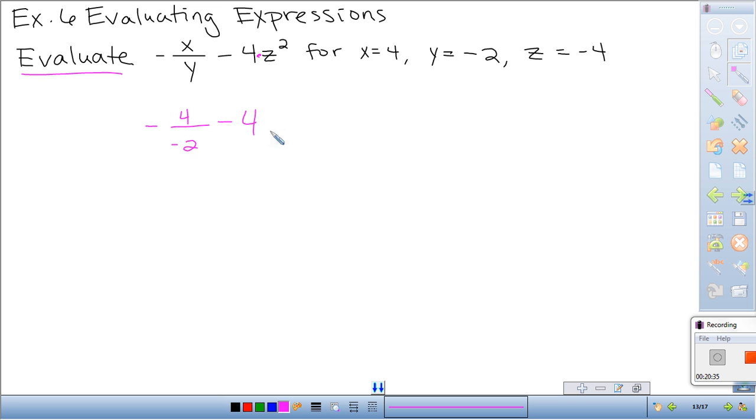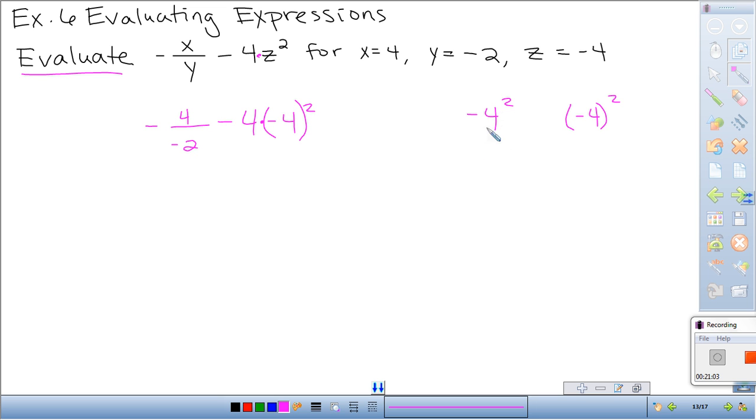Z is negative 4. And so some people would say, well, what do I do? Is it negative 4 squared? Do I put a little times sign, or does it go in parentheses, or what do I do? Well, here's the rule. Anytime you're substituting, that number always goes in parentheses, because remember that we just learned a couple of examples ago that the opposite of 4 squared is different from negative 4 squared. So the rule is that anytime you substitute, it automatically goes in parentheses.